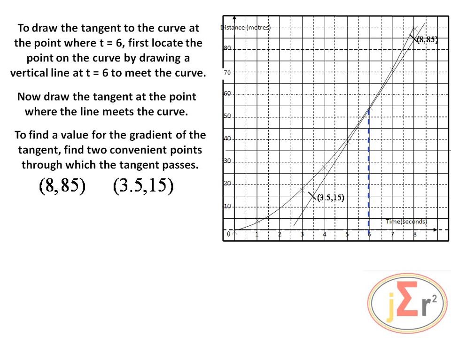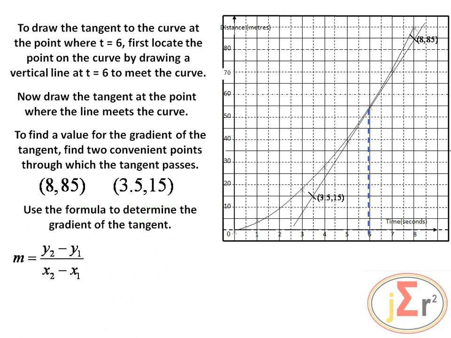You are going to use those 2 points to find the gradient of the tangent, and we are going to be using the formula to determine the gradient of the tangent. And that formula is taken without any changes made to it from equation of a straight line. y2 minus y1 over x2 minus x1. Difference in y, difference in x. So we are going to put the values of x and y in their respective places.